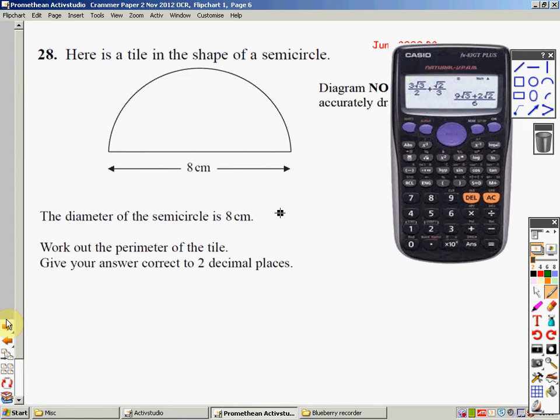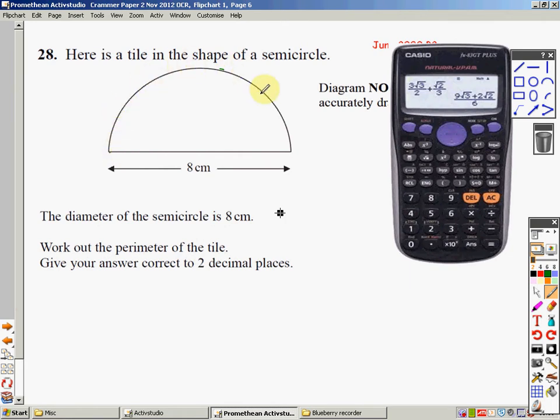Proper calculator question this. Here is a tile in the shape of a semicircle. The diameter of the semicircle is 8. So we know across there is 8. Work out the perimeter of the tile. Give your answer correct to 2 decimal places. So the first thing we've got to do is find this distance and then add that 8 to it.